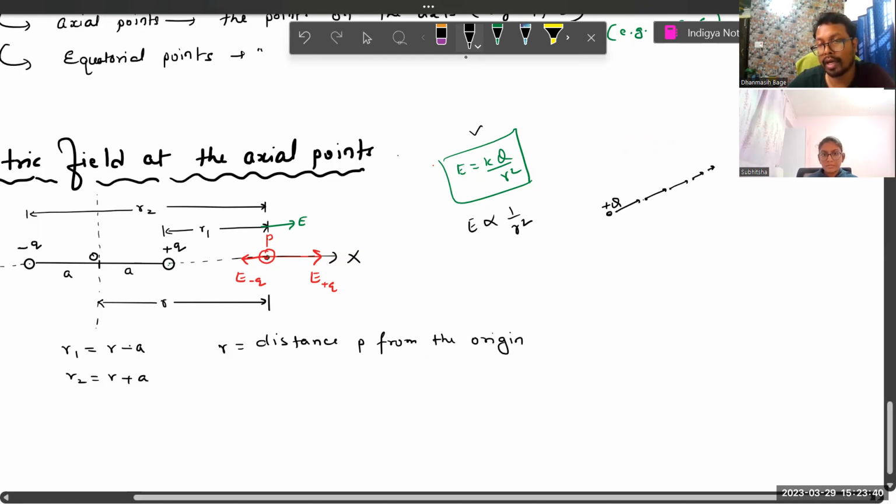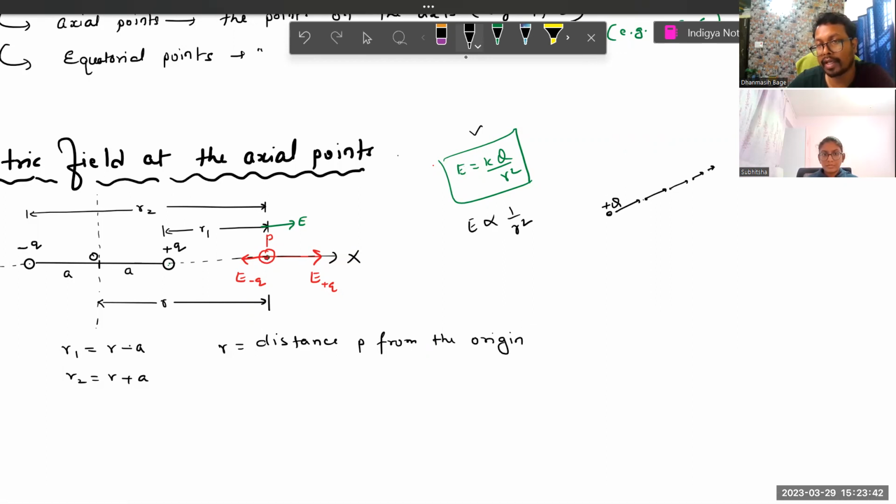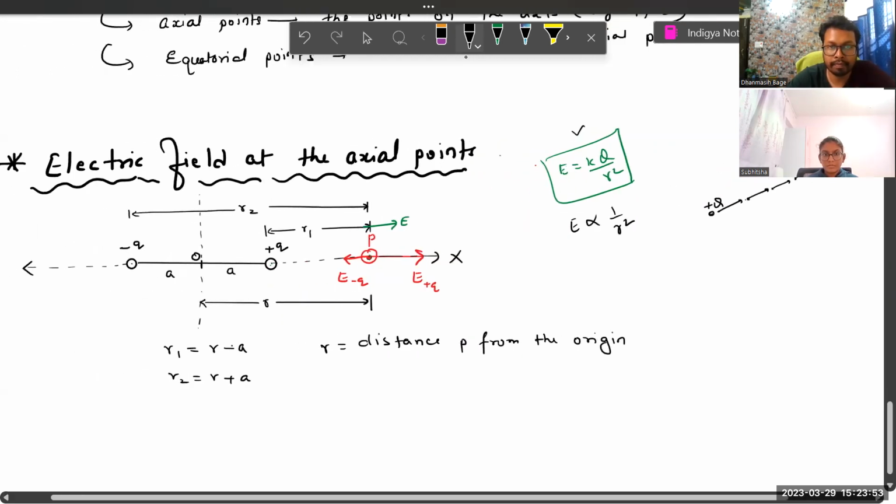E is equal to kq by r square. As r increases, E will decrease. First, look at it carefully and tell me which part is not clear, right?